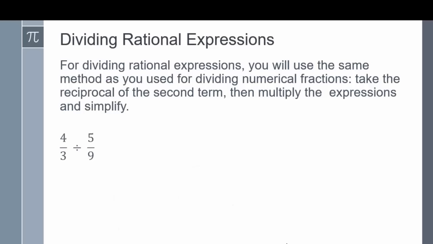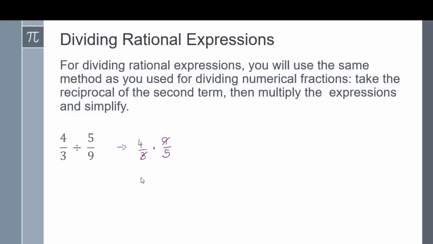When dividing rational expressions, we are using the same method as used when dividing numerical fractions. We take the reciprocal of the second term and then multiply the expression and simplify. For example, 4/3 divided by 5/9, we would first take the reciprocal of 5/9, which is 9 over 5, and multiply the two fractions. I notice that 9 is divisible by 3.